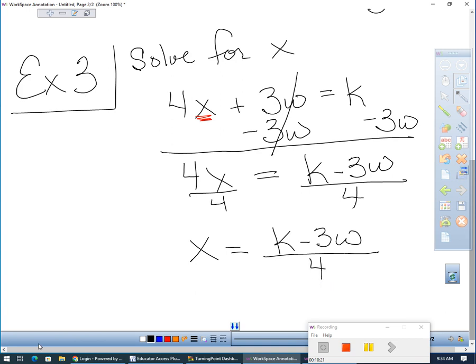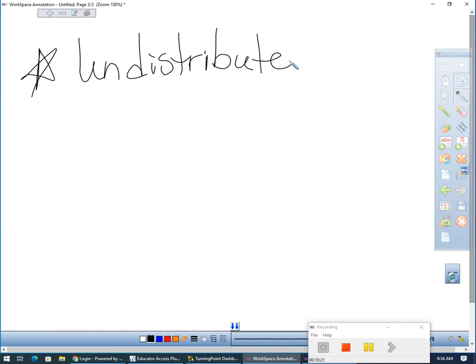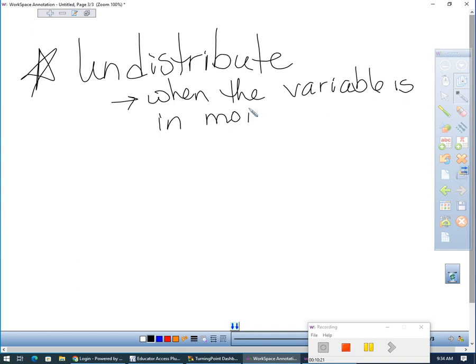All right, now we got to talk about a special step that's going to come up in some of our problems. I put a little star here. This is a special step. This is called undistribute. Okay, we undistribute when the variable is in more than one term.